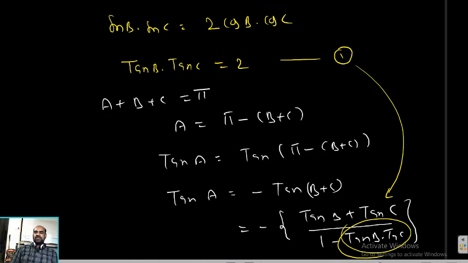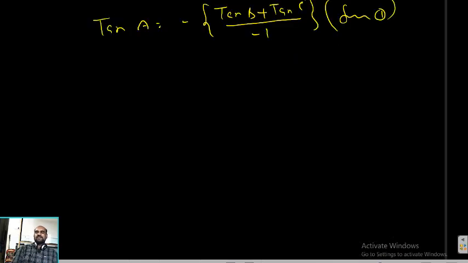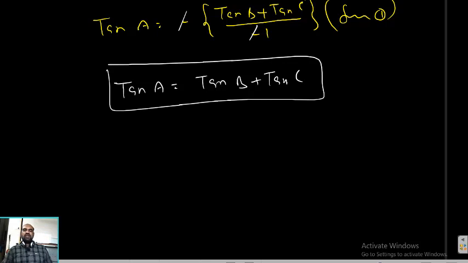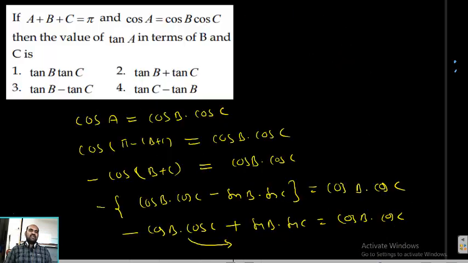Okay, 1 minus 2 is minus 1. Minus minus gets cancelled. What happened? Tan A equals tan B plus tan C. So this is the answer for the problem. We want tan A value in terms of B and C, means I can say that tan A equals tan B plus tan C. I can say that the second one is the correct option.